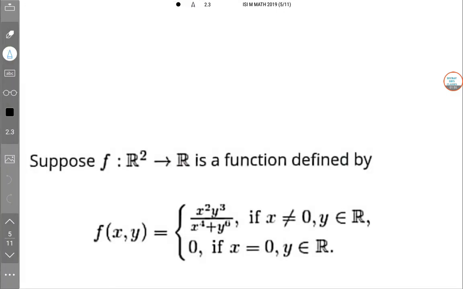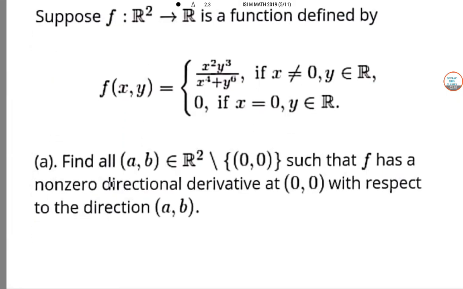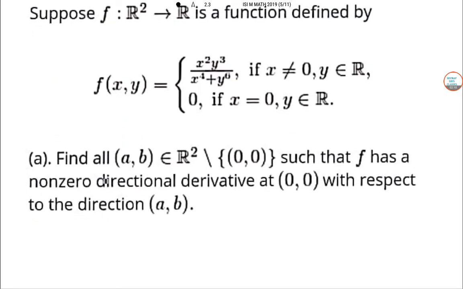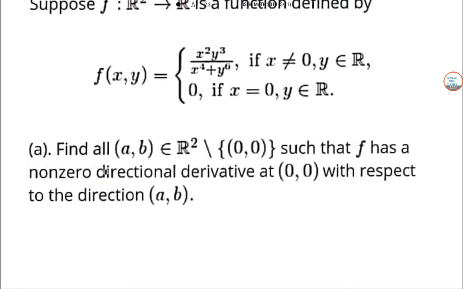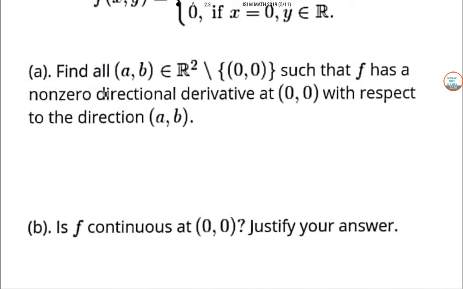Next one, suppose that f from R square to R is a function. ये मल्टीवेरिएट कैलकुलस से है, 2 वेरिएट्स है. f of x y is this. So हमें निकालने क्या है? So we need to find all (a, b) in R square such that f has a non-zero directional derivative at (0, 0) with respect to the direction (a, b), and if f is continuous, justify your answer. Okay, so let's solve this.